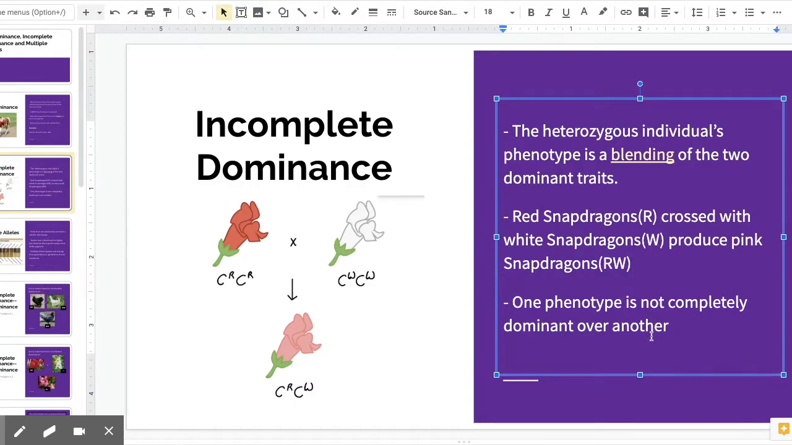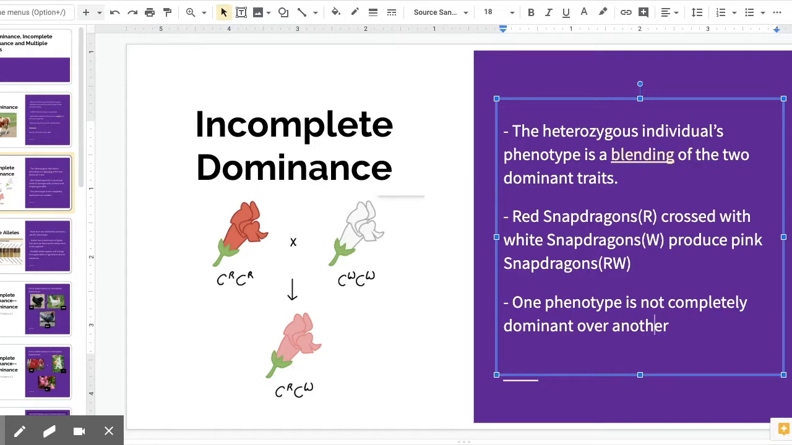I always tell you in examples if we're dealing with incomplete dominance or codominance so that you know, but you should also know whether it's a blending or just a mixture of the two to know whether that's incomplete dominance or codominance. In incomplete dominance, one allele is not completely dominant over the other.